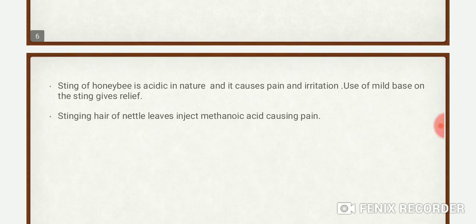The sting of a honeybee is acidic in nature and it causes pain and irritation. Using a mild base on the sting gives relief. Stinging hair of nettle leaves injects methanoic acid causing pain. So today we will end here. Hope that you have understood the topic clearly.